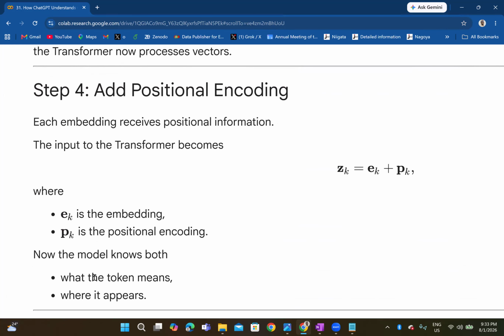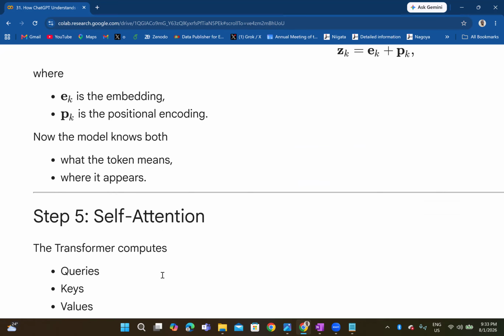In step 4, you add positional encoding. Each embedding receives positional information, and the input to the transformer becomes Z_k equals E_k plus P_k, where E_k is the embedding and P_k is the positional encoding. Now, the model knows both what the token means and where it appears, the position.